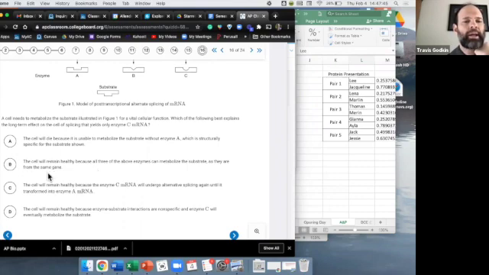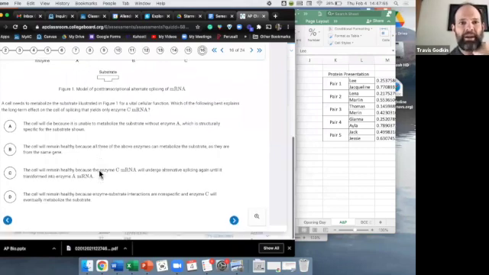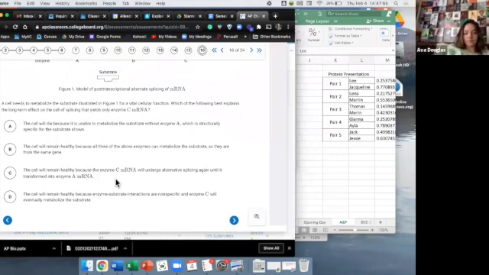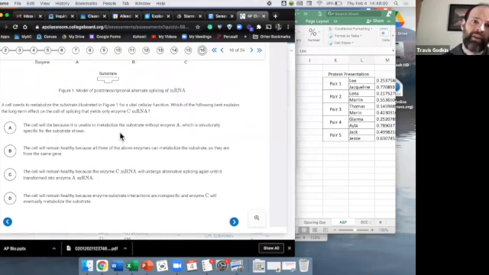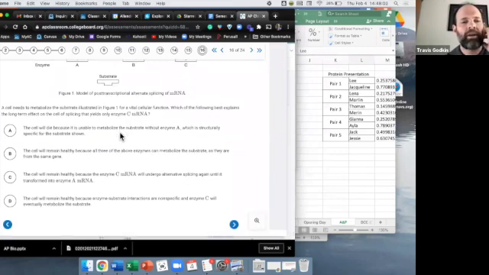What's wrong with B? Anybody? That's not true, right, because they're making totally different enzymes. This is one of those where it almost seems too easy because you had that nice picture that makes it look easier, I think.